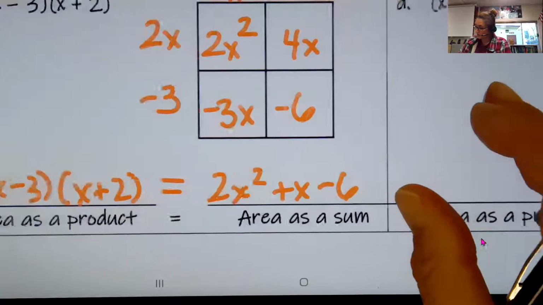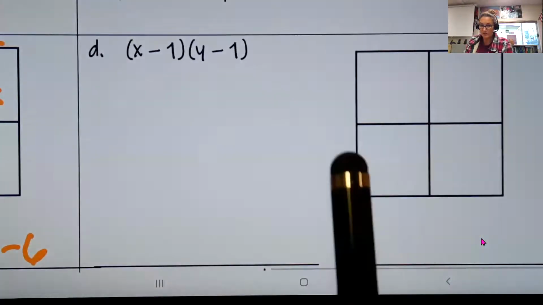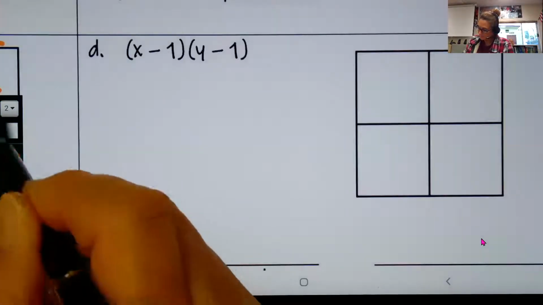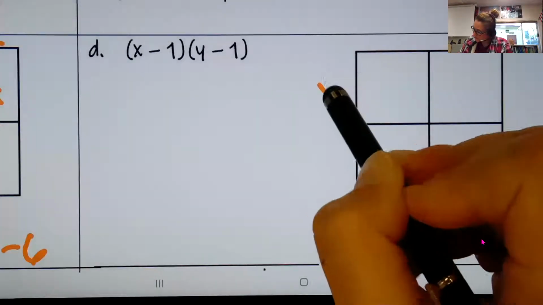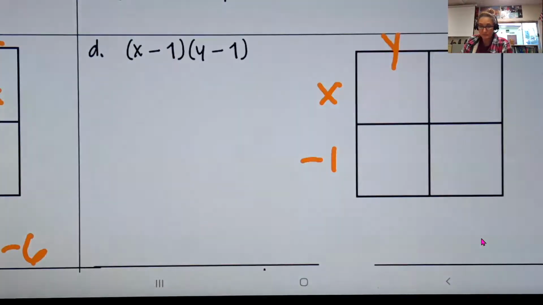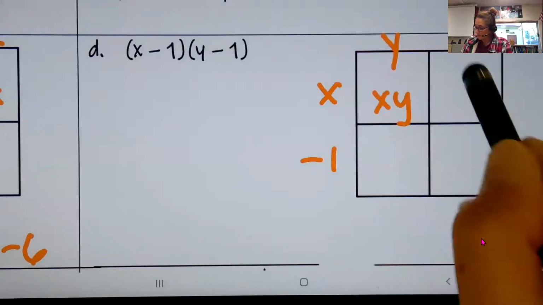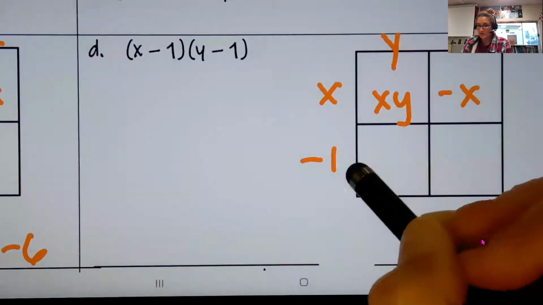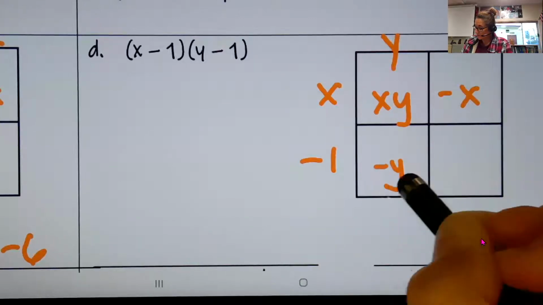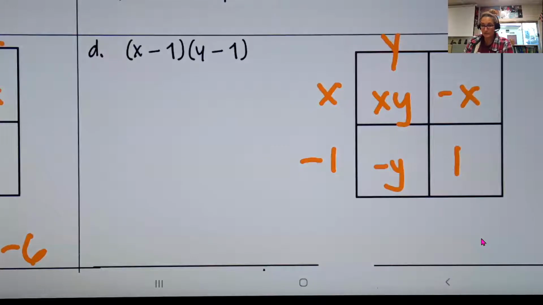Now the next one is another 2 by 2. Okay, we've got 2 letters here. So let's say I do x and minus 1, and then I do y and minus 1. So x times y is xy. X times negative 1 is negative x. Negative 1 times y is negative y. Negative times negative is a positive, so I get a positive 1.